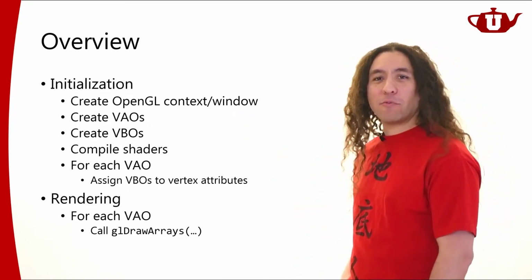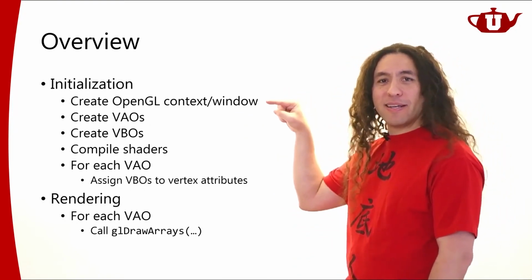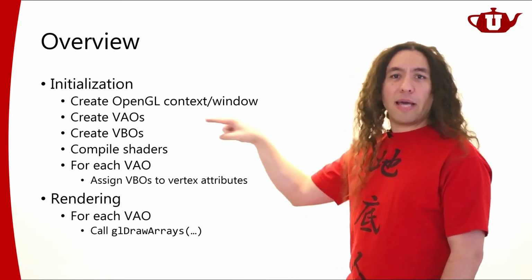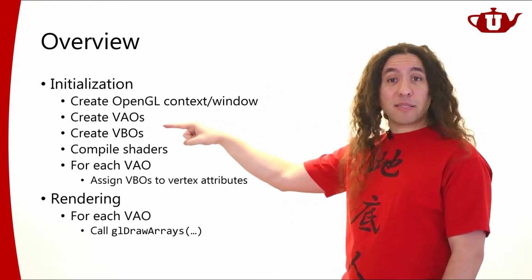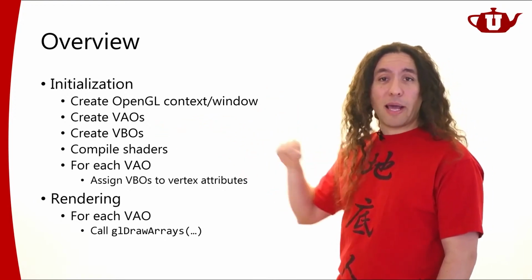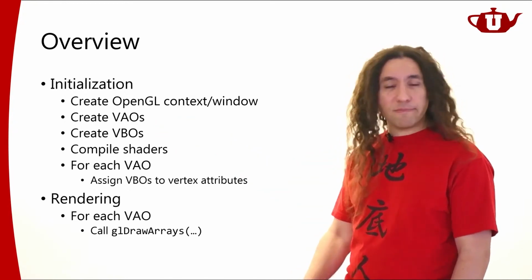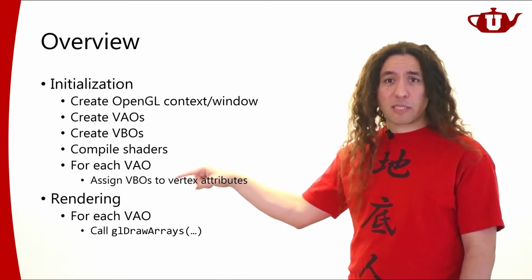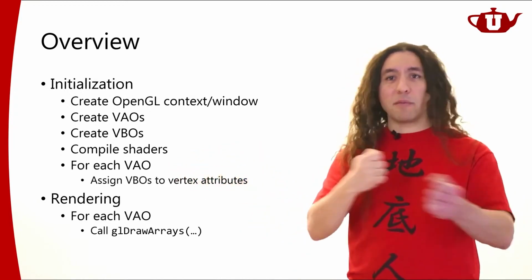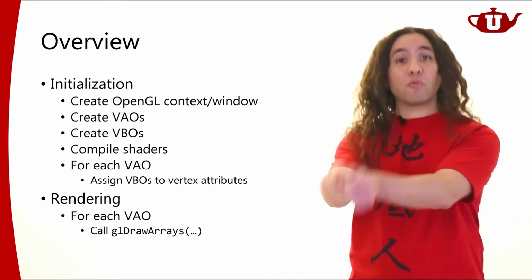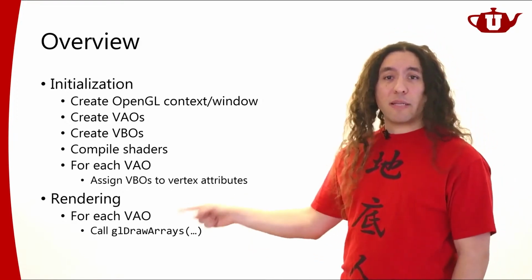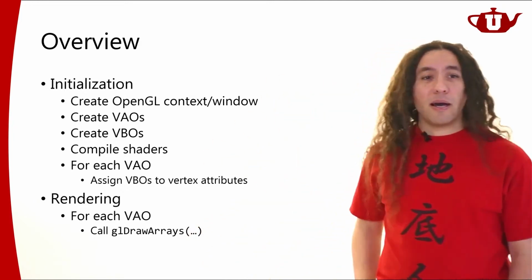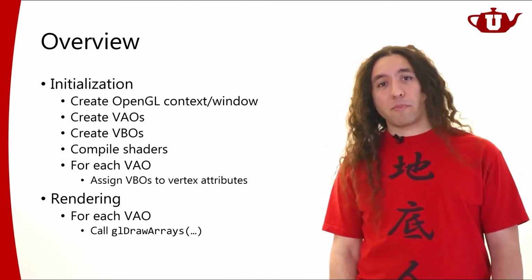Now I added one more thing here. That's this line. We need to start with creating an OpenGL context and window, basically, and then create vertex array objects, at least one, and then we're going to have a bunch of vertex buffer objects, at least one, compile shaders, and then for each vertex array object we do the assignment, which vertex buffer object goes to which attribute. And then we're ready to render, and then we start rendering stuff. So this was our pipeline, and this is what you'll need to do for the upcoming project.